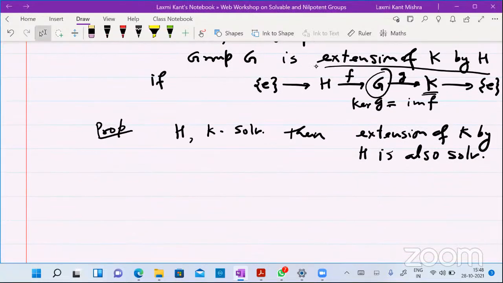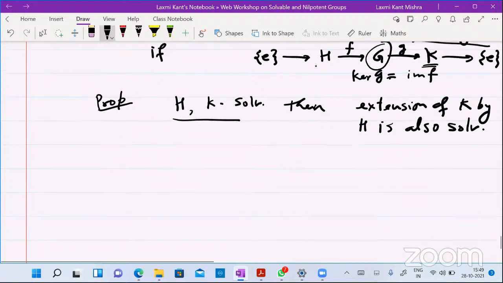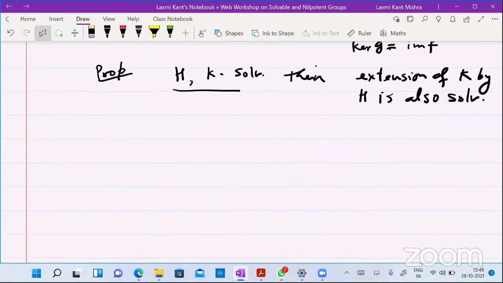Okay, so what is our result? This is saying that if H and K both are soluble, then the extension of K by H is also soluble. This is another result. But now we have to tell what is a radical of a group.